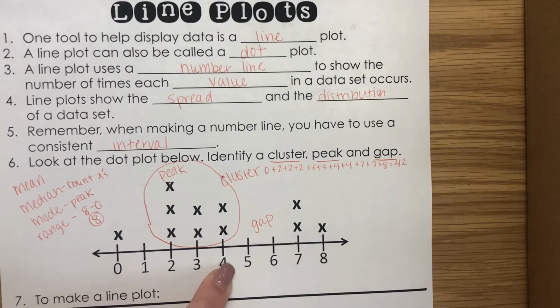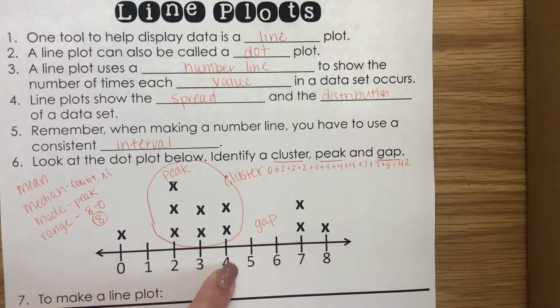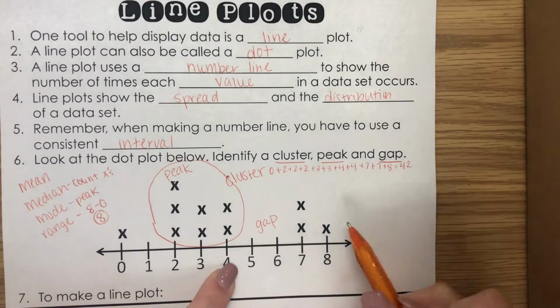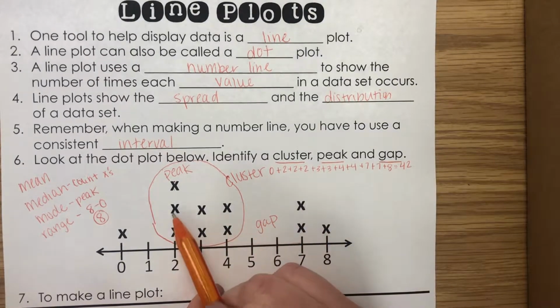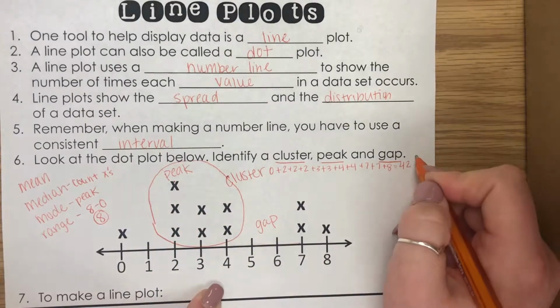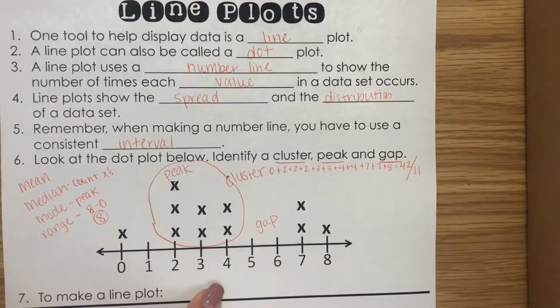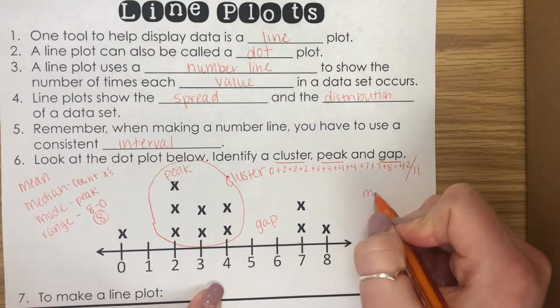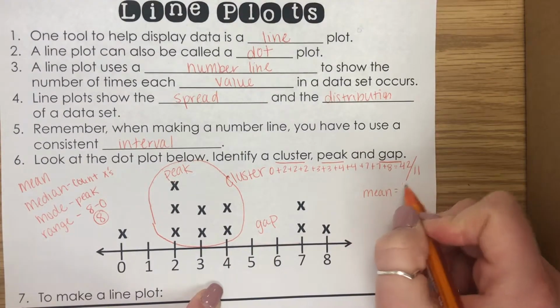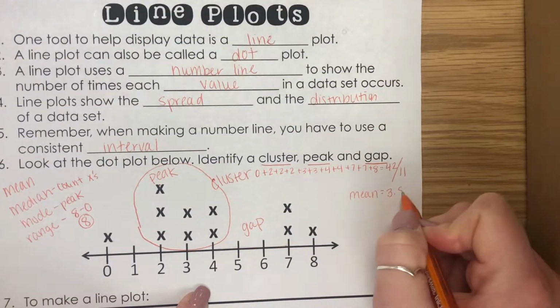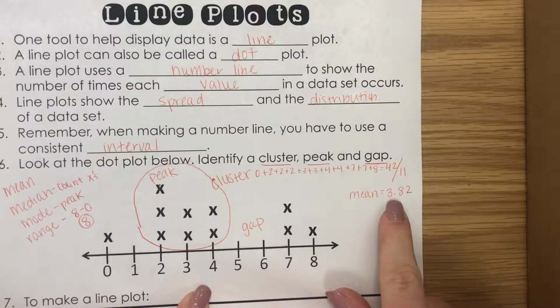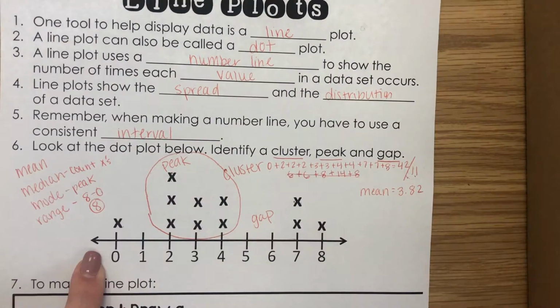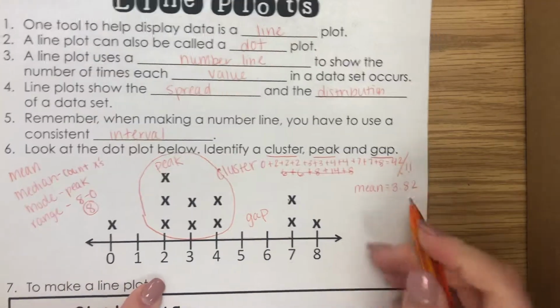Now, to figure out what we should divide by, we have to know how many numbers we have in our data set. So all you have to do is count the x's. 1, 2, 3, 4, 5, 6, 7, 8, 9, 10, 11. So we want to divide 42 by 11 to give us a mean of 3.82. So if you put 42 divided by 11 in your calculator, you should get a mean of 3.82. Okay? So our mean is 3.82.